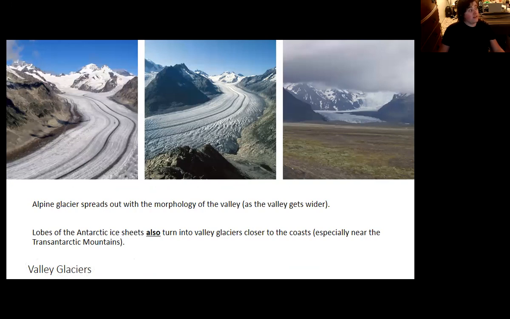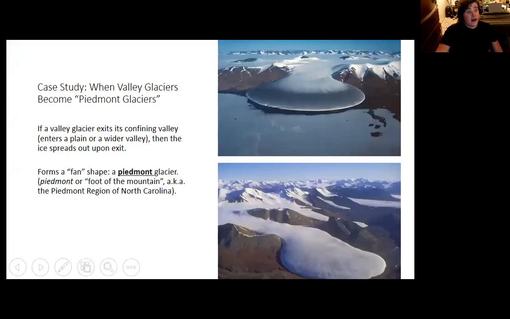Now, the interesting thing is that the Antarctic ice sheets become valley glaciers as they become closer to the coasts, far from the zone of accumulation and closer to the confining Transantarctic Mountains. Glaciers flowing from the interior of the continent will become trapped by the Transantarctic Mountains or by other mountains that are exposed near the coast, and thus individual lobes of those glaciers will be constrained by the valleys between those mountains.